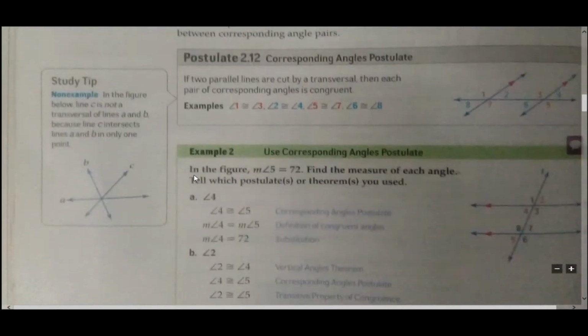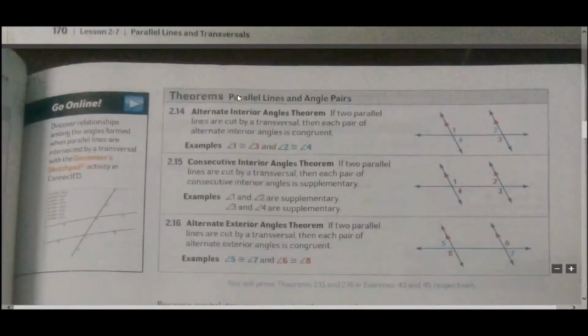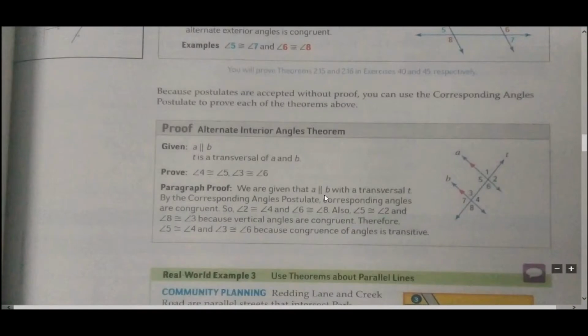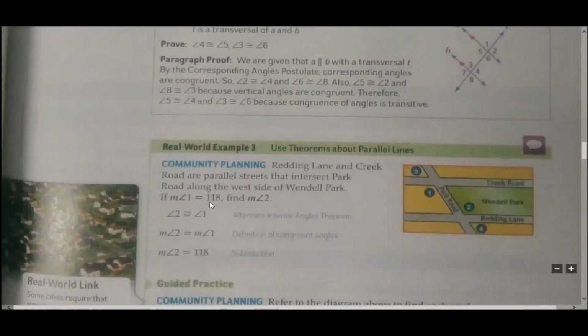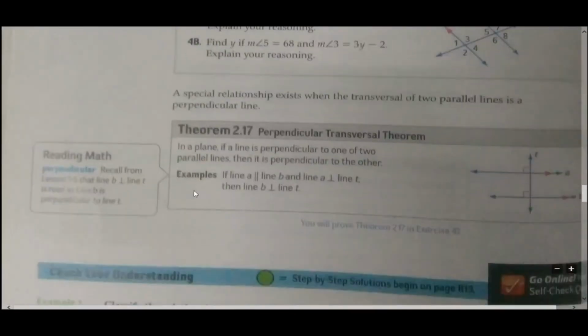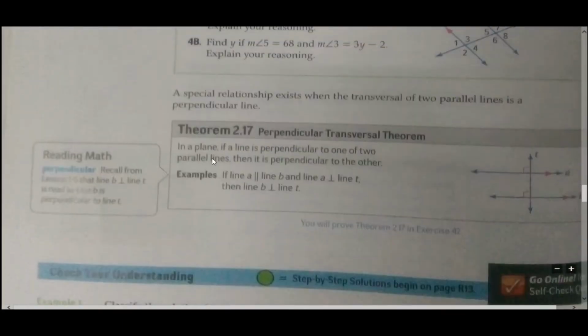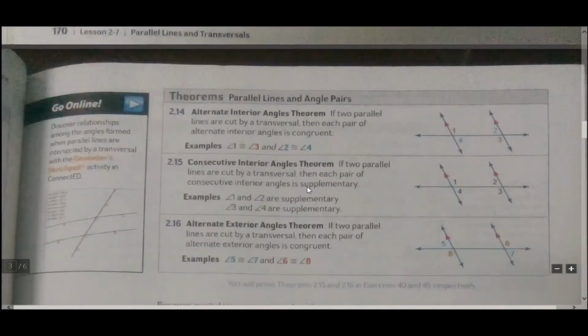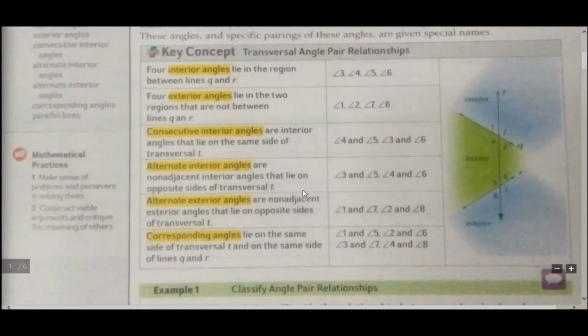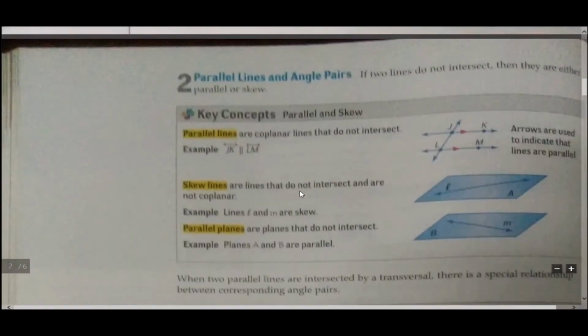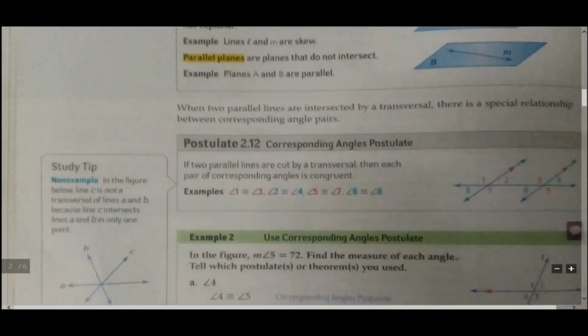So there's the corresponding angle postulate we're going to cover. Then we're going to cover the theorems involving parallel lines and angle pairs. And then there's a proof that we'll look at. And the last one will be the parallel perpendicular transversal theorem. Okay? So let's get through this video. Okay, so let's shrink this a little bit.